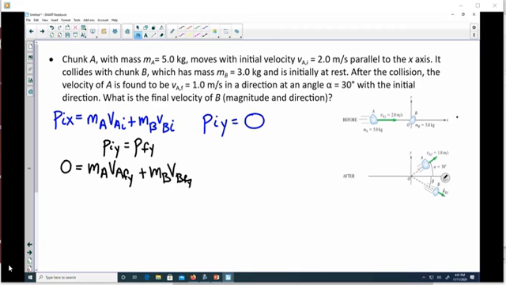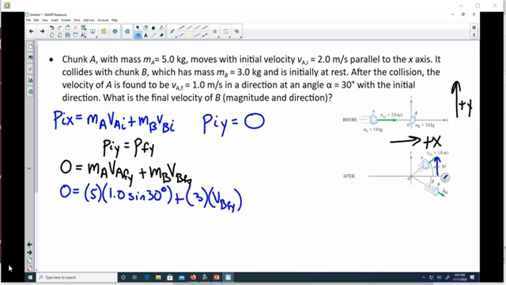So if we start by considering the y momentum, the initial y momentum is 0, and the final y momentum is the sum of the momentums of A and B. If we take up essentially to be the positive y direction, then we can determine the velocity of A in that direction, and we know everything else except for the velocity of B. So we can determine the y velocity of B. So you find the y component of the velocity to be 0.833 meters per second.